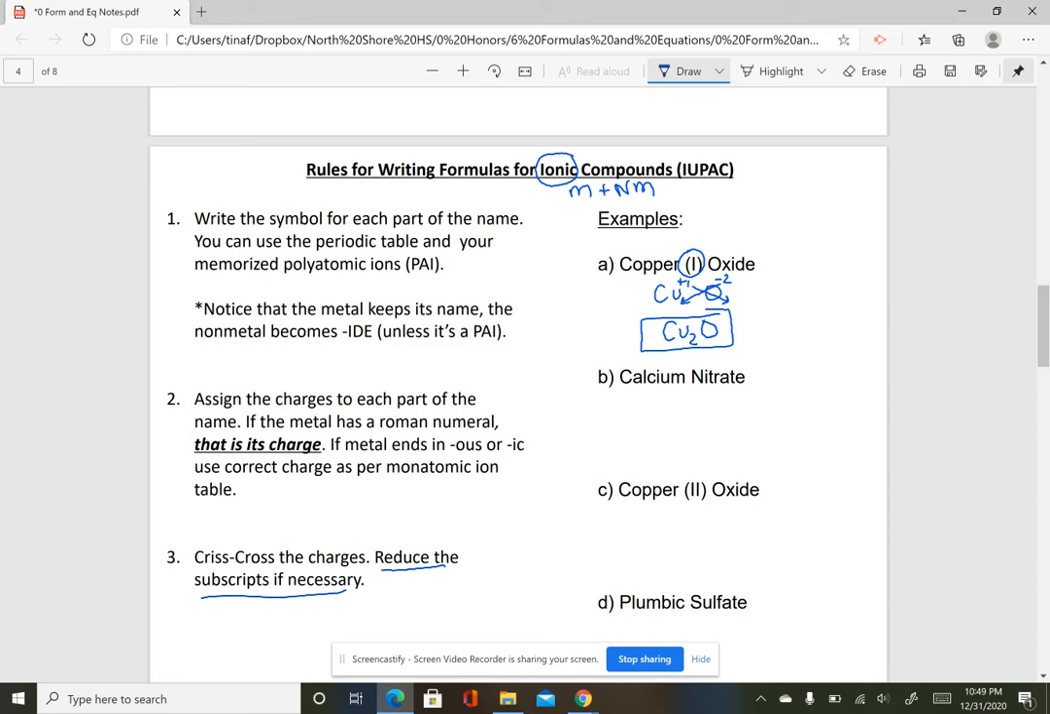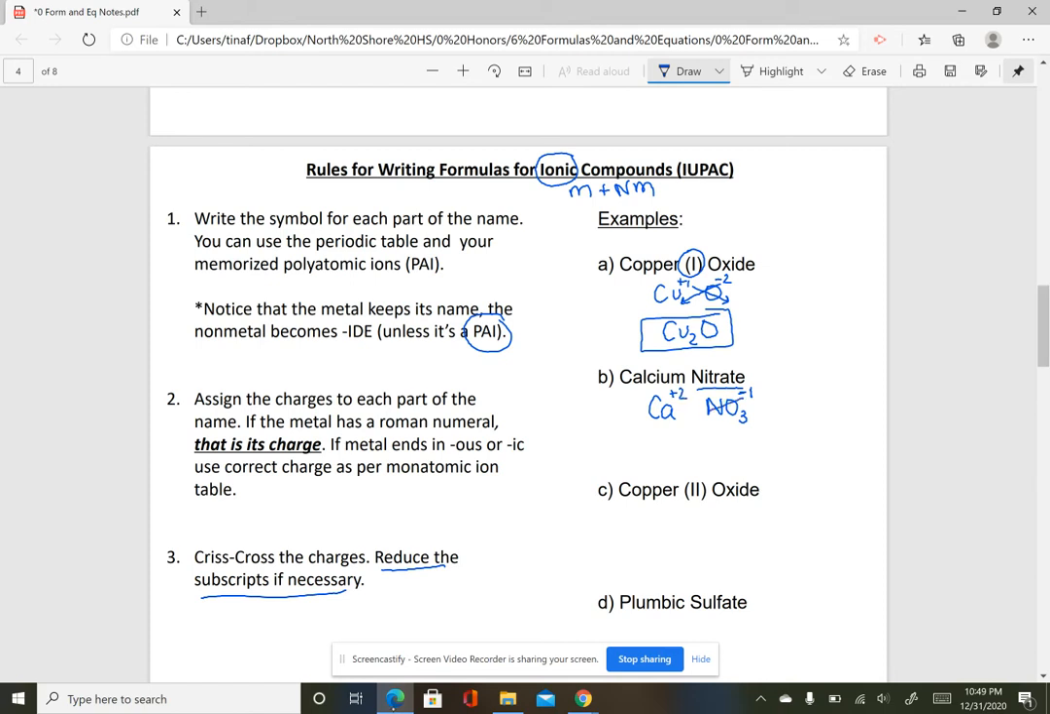The next one is a little bit different. I have calcium. Now, nitrate. This does not end in IDE, so that's your clue that this is not a nonmetal. This is a polyatomic ion, right? But the rules are still the same. I write the symbol for the polyatomic ion, so you guys should have memorized by now that nitrate is NO3 with a -1 charge. Calcium is in group 2, so it's a +2 charge.